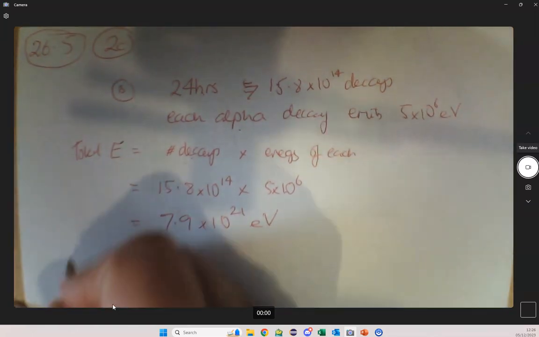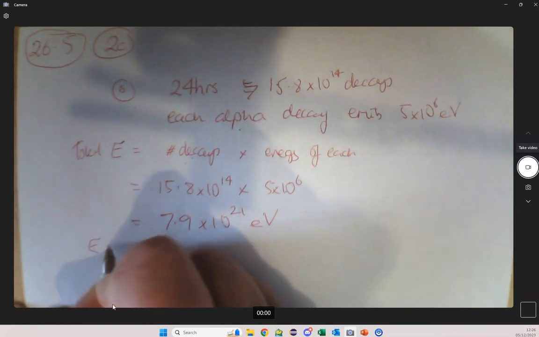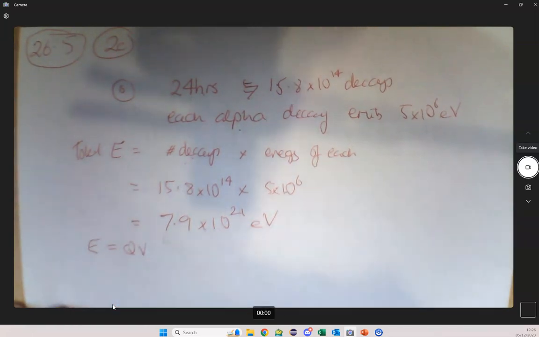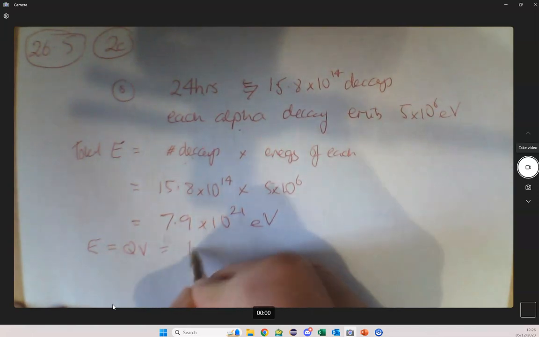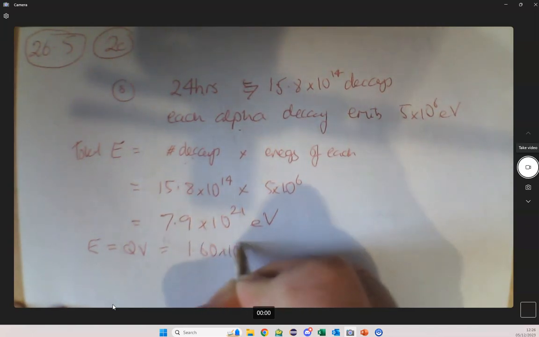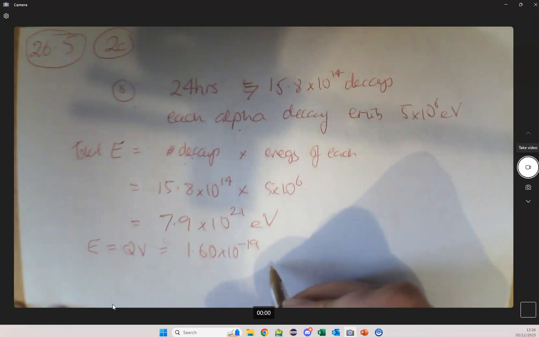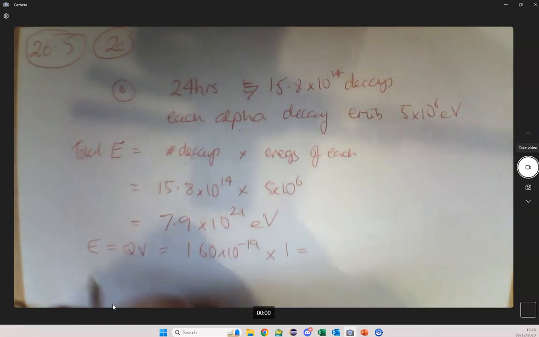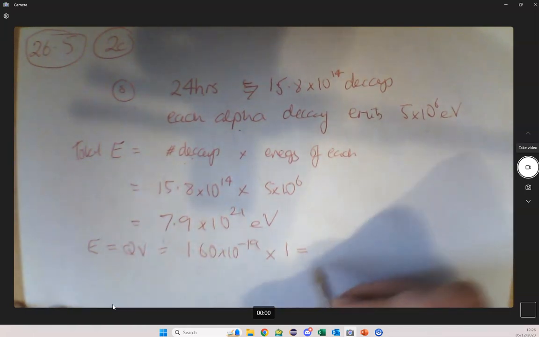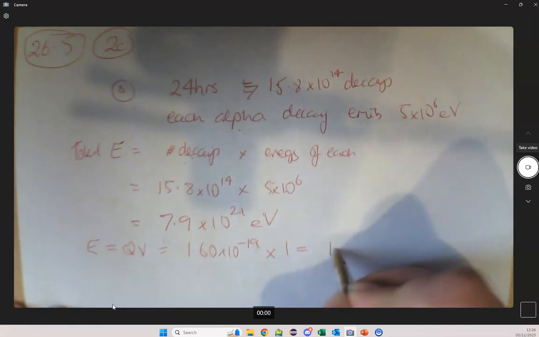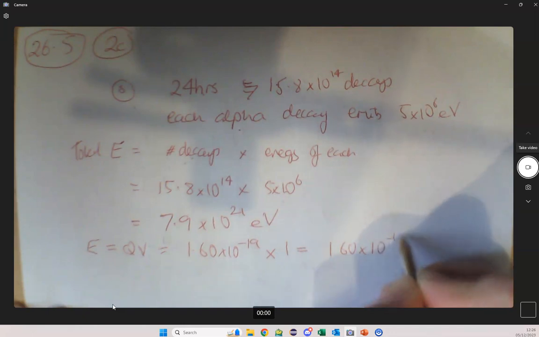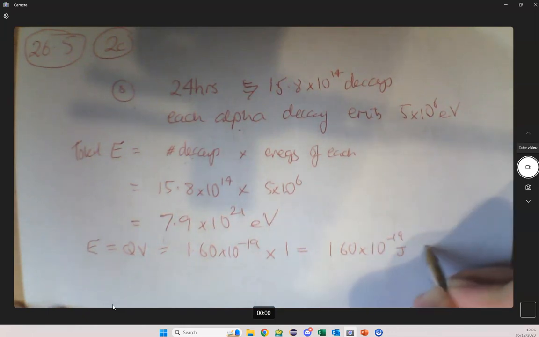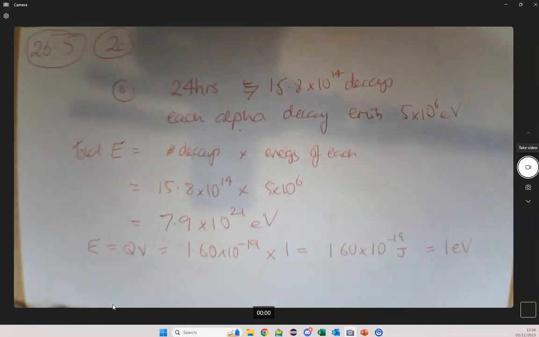So if we look at it then, we know the energy is charge times by the potential difference. Now the charge on an electron is 1.60 times 10 to the minus 19 coulombs, and going up 1 volt in an electron volt, so that gives us 1.60 times 10 to the minus 19 joules is equal to 1 electron volt. Because it's 1 electron gone up by 1 volt.